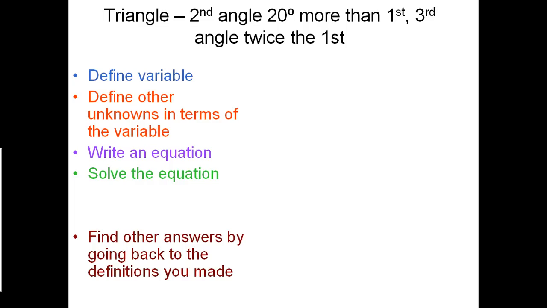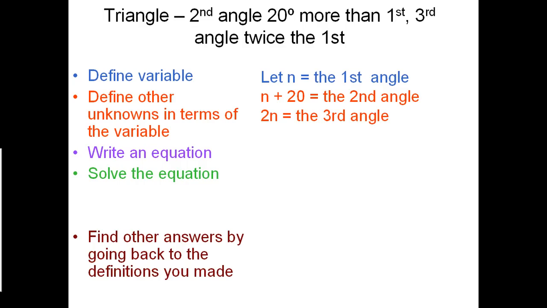So let's start by defining a variable. I'm just going to say let n equal the first angle. Okay? Now how do we do the other ones? Well, if n is the first angle, we know the second angle is 20 degrees more than the first. So the second angle is going to be n plus 20. The third angle, it says, is twice the first. Twice the first means 2 times n, or 2n. So 2n is equal to the third angle.